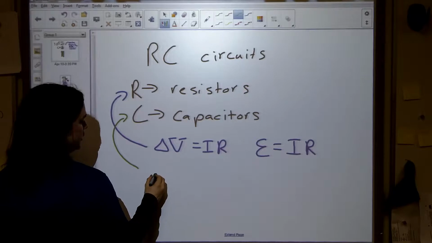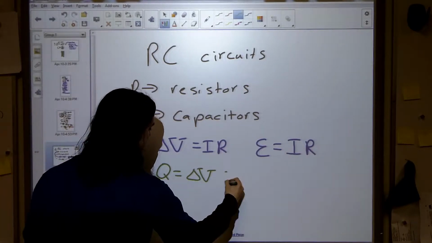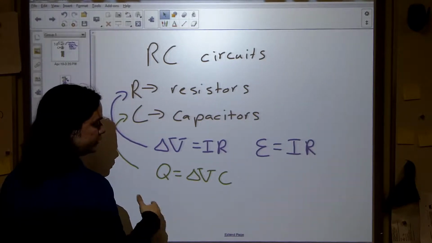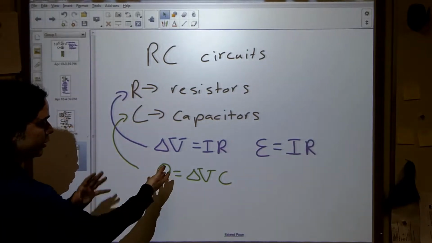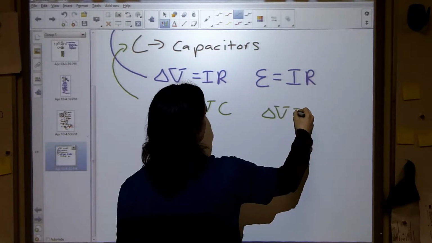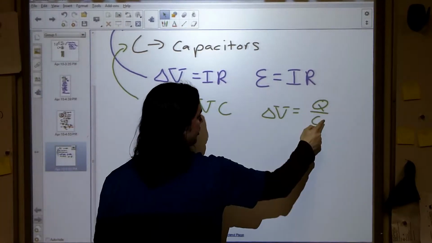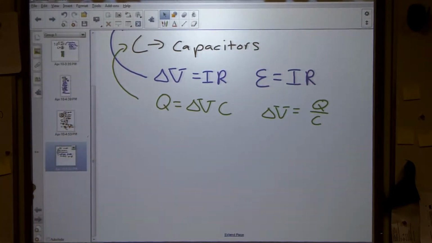Capacitors. One of the things we need for capacitors, and I've talked about this before, is Q equals delta V times C, where Q is the charge on the capacitor, delta V is the potential difference, or voltage across the capacitor, and C is the capacitance. There are a couple different ways that we can write this. This can also be written as delta V equals Q divided by C, where Q is the charge on the capacitor, C is the capacitance, and delta V is the potential difference across it.